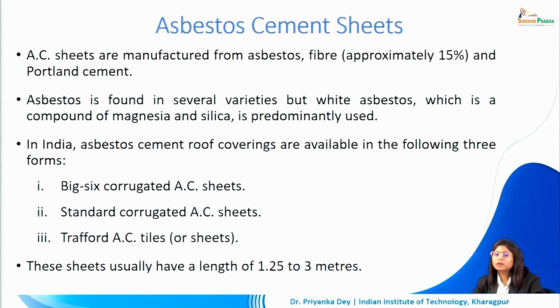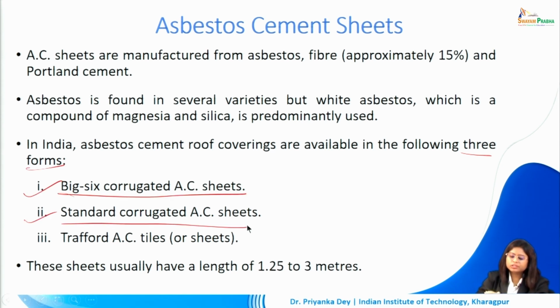And in India, we can opt for 3 different forms of AC sheets. We can go for the big 6 corrugated AC sheet, the standard corrugated AC sheet and the Trafford AC tiles or sheets. Now these sheets usually have a length of 1.25 to 3 meters.